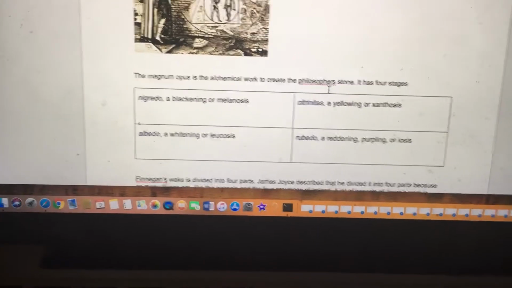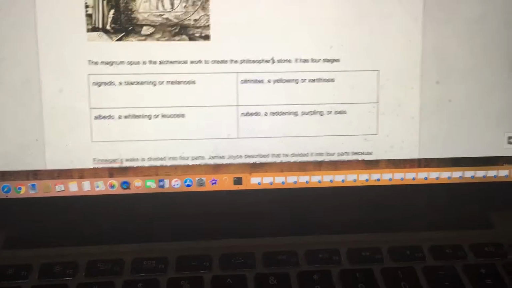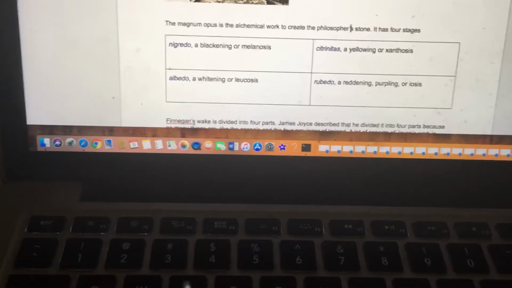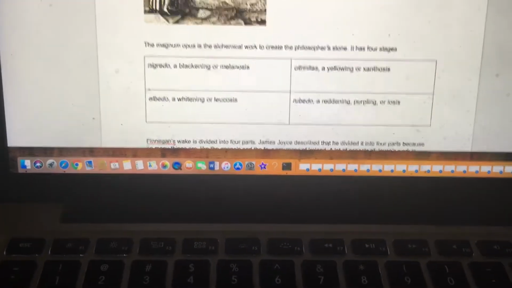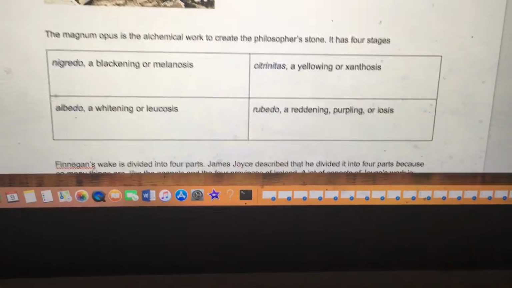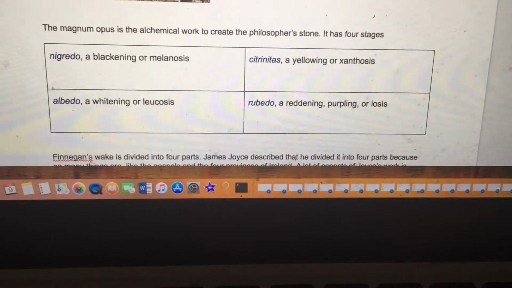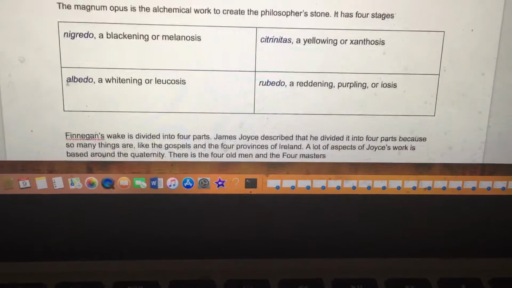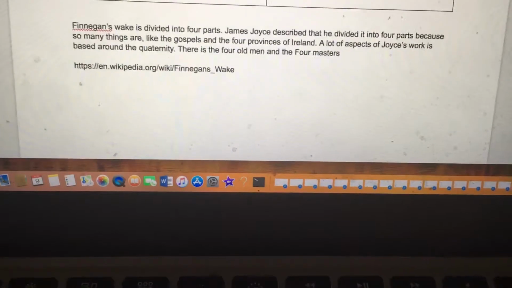It has 4 stages. Nigredo, a blackening or melanosis. Albedo, a whitening or leucosis. Citrinitas, a yellowing or xanthosis. And rubedo, a reddening, purpling or iosis.